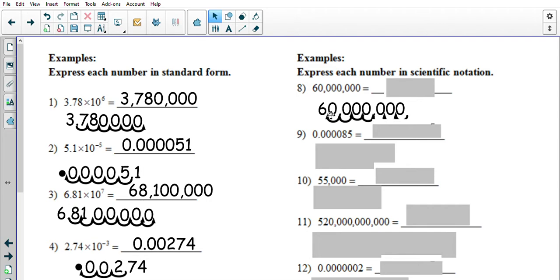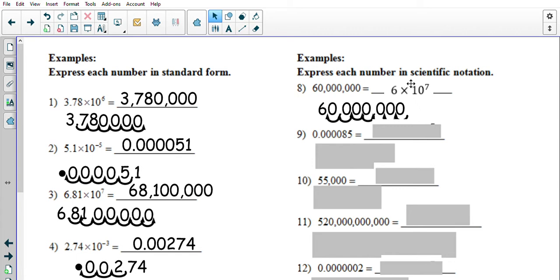Now, if you go one more place to the left, you get 0.6. Why doesn't that work? Well, 0.6 is less than 1. So again, it's a fine balance here. You need to get exactly the right spot. We're going to get 6, and we moved it 1, 2, 3, 4, 5, 6, 7 places. So this is going to be 6 times 10 to the 7th power.